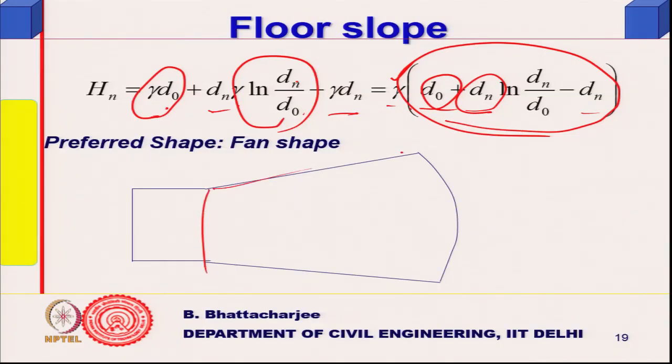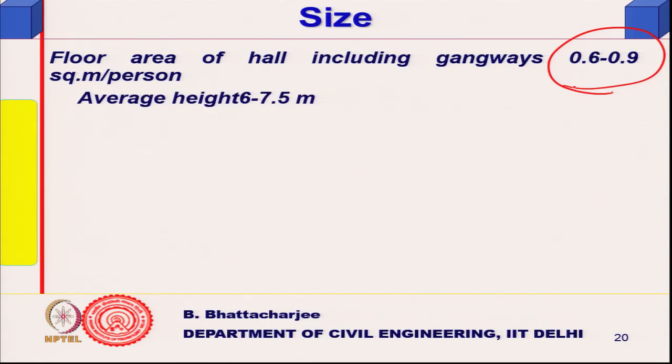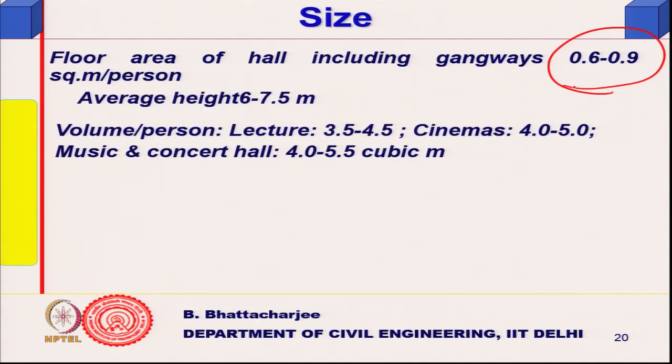Okay, quickly rounding it up, the preferred shape is fan shaped. This is my proscenium, this fan shape, because everything will be reflected backward. The floor area of the hall including gangways, for a general type of auditorium, is 0.6 to 0.9 square meter per person, with ergonomics and everything put together, including aisles and movement. Average height should be 6 to 7.5 meter.